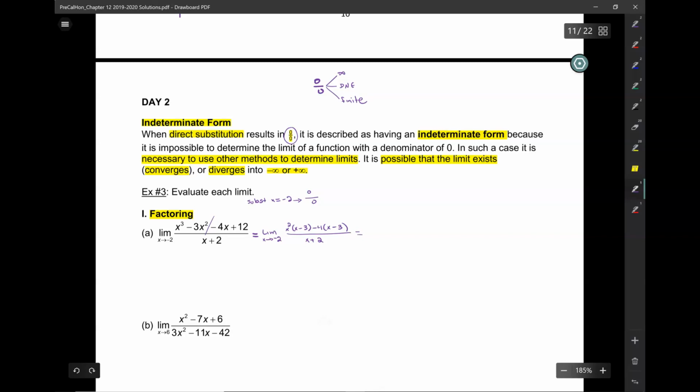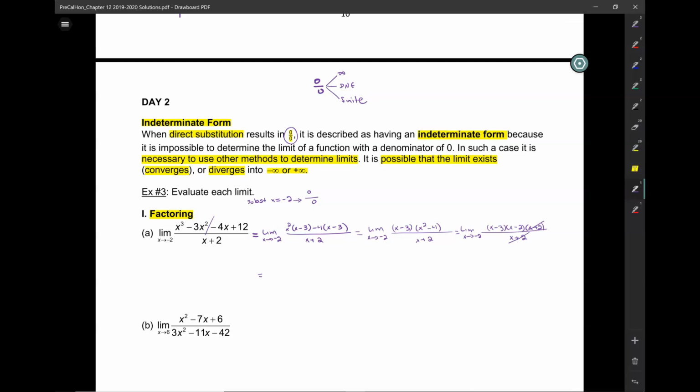Now I can pull out the x minus 3. So now this is going to be the limit as x approaches negative 2, x minus 3 times x squared minus 4 over x plus 2. And now you know that we can factor that some more. So it's the limit as x approaches negative 2, x minus 3, x minus 2, x plus 2 over x plus 2. Now what happens? This is the best part of all. I can cancel out the x plus 2 and the x plus 2. And what happens?